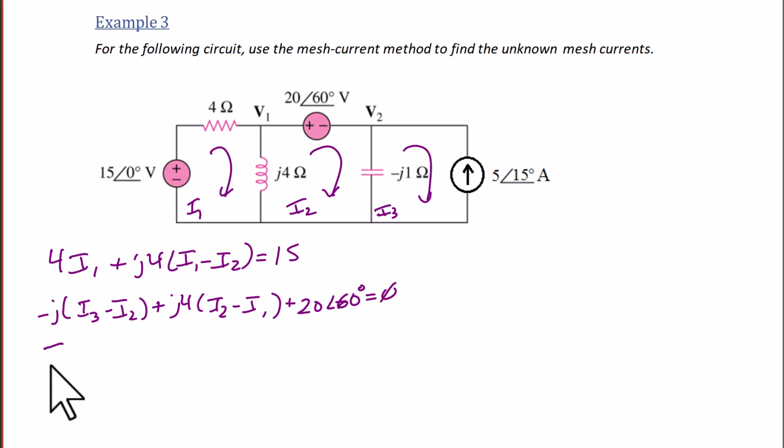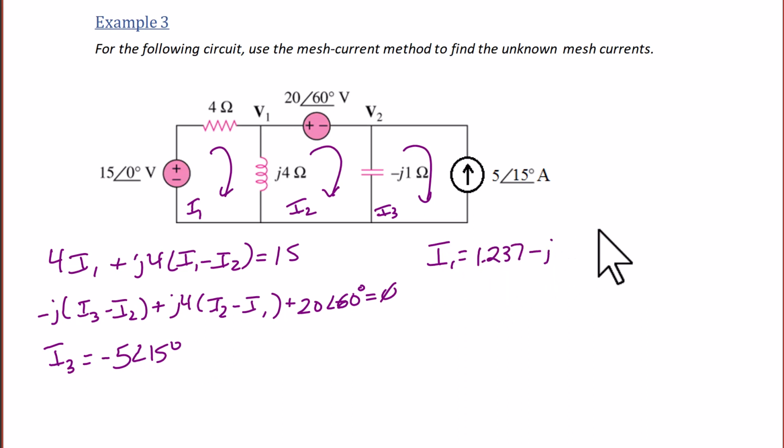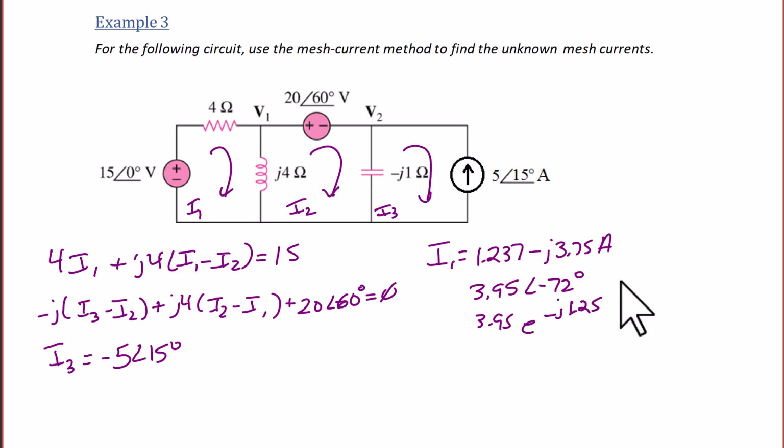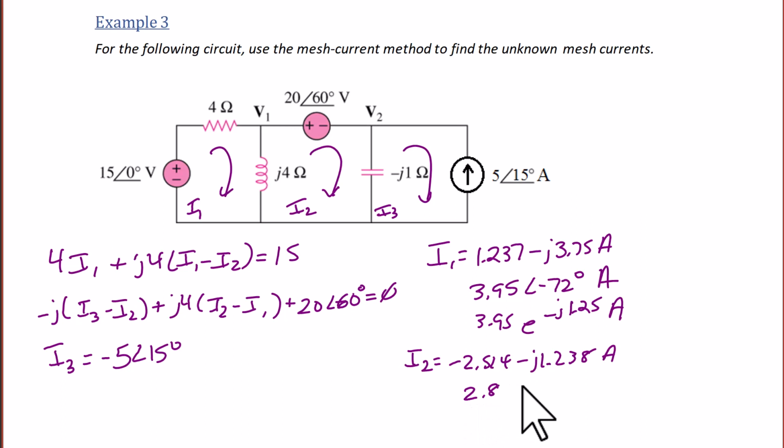And I3 is equal to negative 5 with an angle of 15 degrees, because it is clockwise and the current is flowing counterclockwise. So when we solve, I1 is equal to 1.237 minus j3.75 amps, 3.95 with an angle of negative 72 degrees, and 3.95 e to the negative j1.25 amps, for all three forms in which we can state a phasor. I2 is negative 2.514 minus j1.238 amps, 2.8 with an angle of negative 154 degrees, and 2.8 e to the negative j2.68 amps.